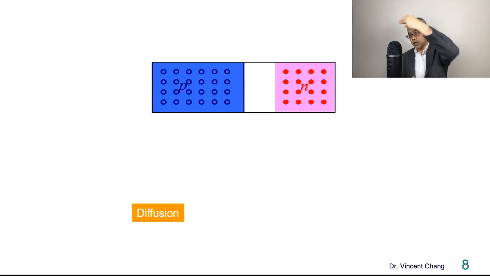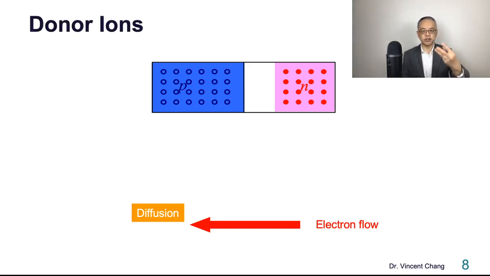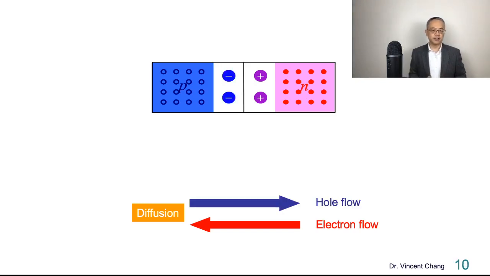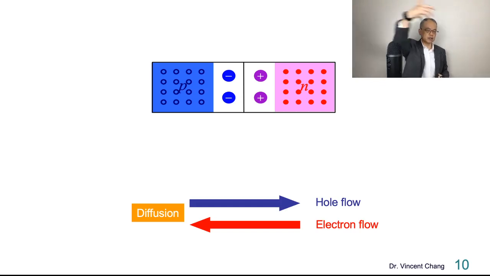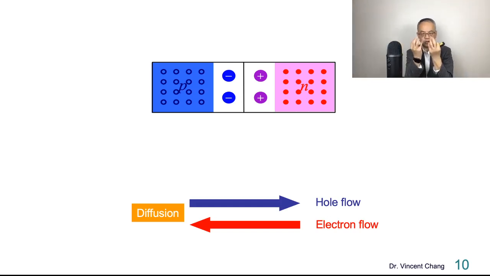Then when the electron leaves, then what? When the electron goes from right to left, the parent's charge will be revealed, will be exposed. What charge? The positive donor ion. So when the diffusion happens, the hole goes from left to right, and the electron goes from right to the left, then what? Then two types of ion will be exposed.